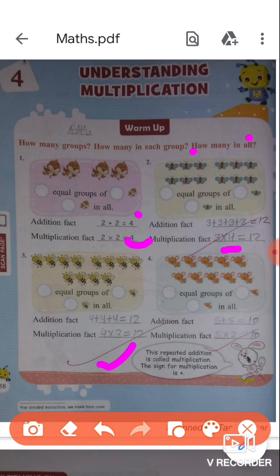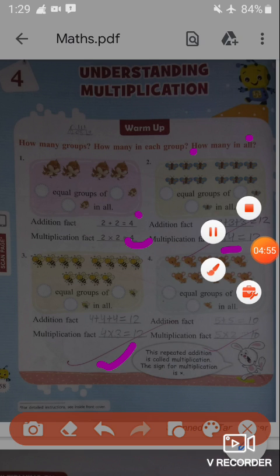Now fourth, there are 2 equal groups of 5 mice. So there are a total of 10 mice in all. Addition fact, 5 plus 5 equals 10, and multiplication fact, 5 multiplied by 2 equals 10.